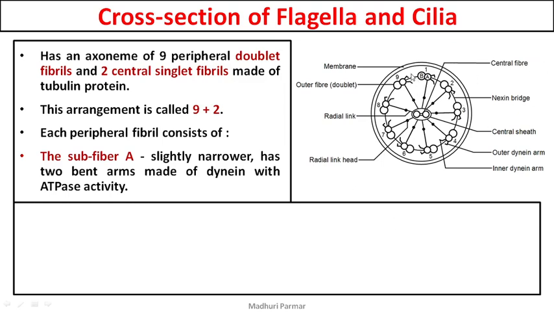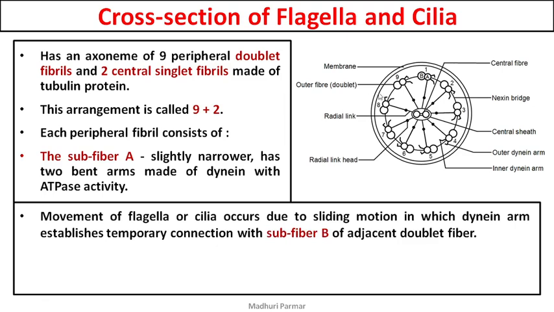9 plus 2 arrangement. In the 9 plus 2 arrangement, the outermost arrangement is called peripheral doublet fibers. In peripheral doublet fibers, you have the smaller or narrower one, which is called subfiber A, and you have attached subfiber B. On subfiber A, you have such dynein arms present, okay?